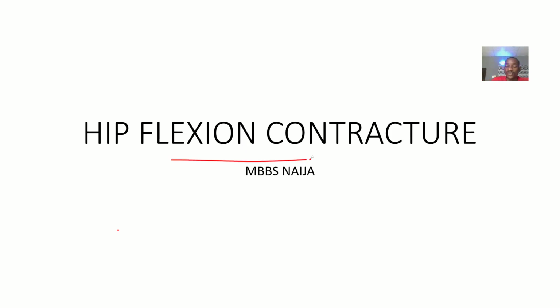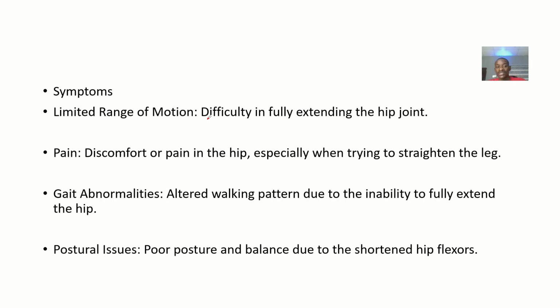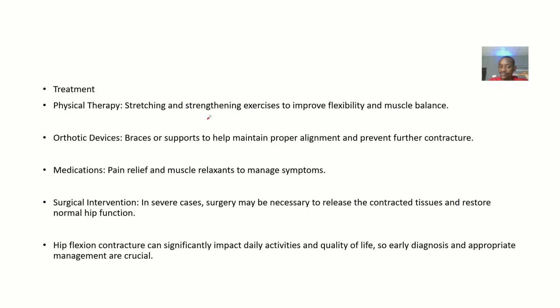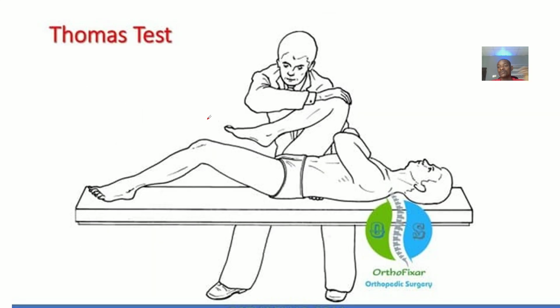So now for the next orthopedic condition, we'll be looking at hip flexion contracture. Hip flexion contracture. And this is basically when the hips remain in a flexed position and cannot be fully extended. Okay. So look at this condition from the definition to the causes to the symptoms to the possible treatment of what? Hip flexion contracture. All right.